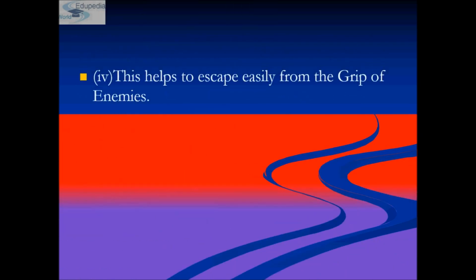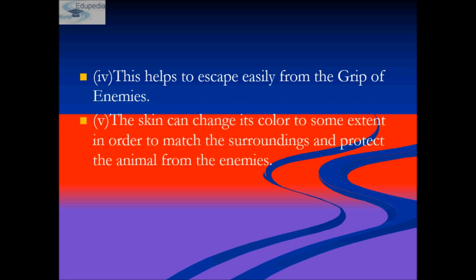Now, what's the fourth function? Their skin is very smooth and slippery, so they can escape easily from the grip of enemies. Enemies cannot hold on to them because their skin is so slippery. What's the fifth function? The skin can change its color to some extent in order to match the surroundings and protect the animal from enemies. I've told you what camouflage is.